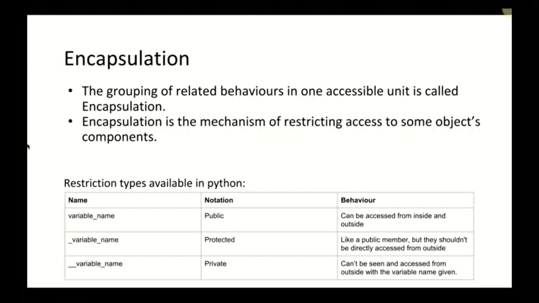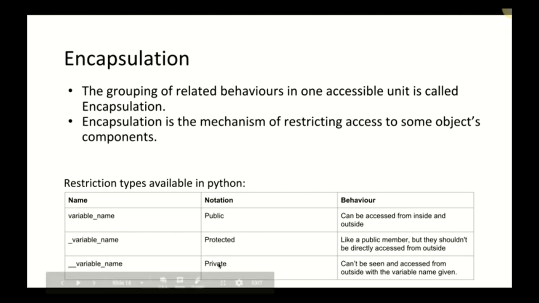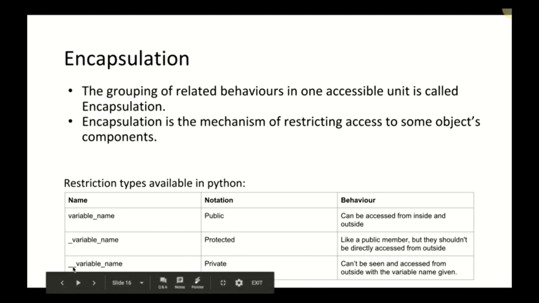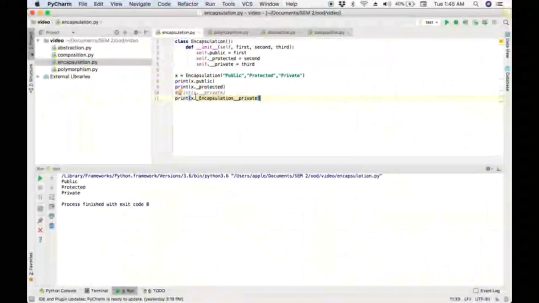As you can see here, the restriction types available in Python are similar to that of Java. There are public variables, protected variables, and private variables. But the way these variables are declared is quite different. Here you can see a public variable is declared with just the variable name. The protected variable is declared with one underscore before the variable name, and the private variable is declared with two underscores before the variable name. We will look into a program to see how encapsulation works.